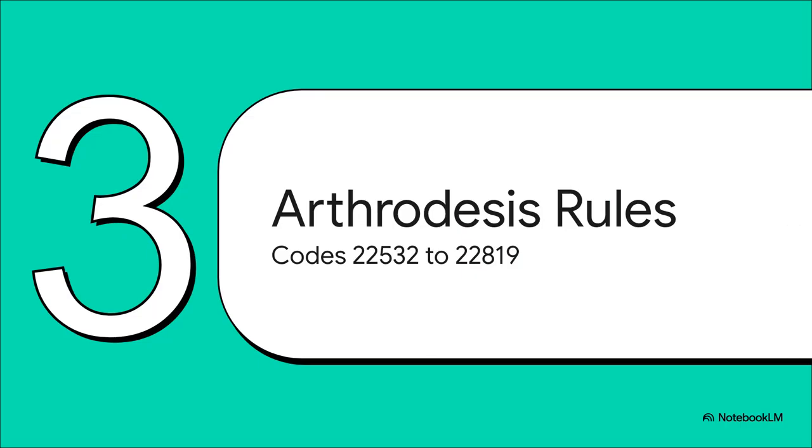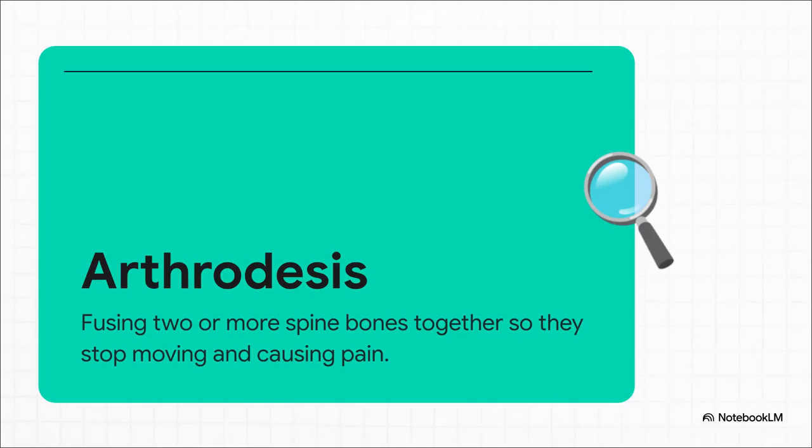Section 3. Arthrodesis and its golden rules. This spans codes 22532 all the way through 22819. Let's define arthrodesis. Simply put, it's a spinal fusion. When the discs between your vertebrae wear out, every tiny movement causes severe bone-on-bone pain. To fix this, the surgeon performs an arthrodesis to literally fuse or lock two or more of those spine bones together into one solid piece. No movement equals no pain.